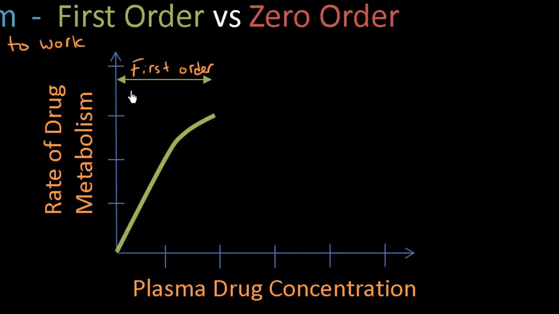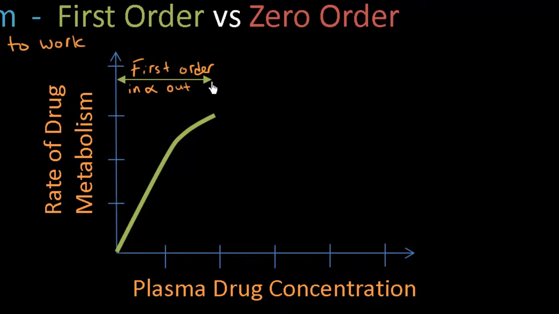And what you need to remember here is that as I'm increasing the amount of drug getting to the liver, as I'm increasing the plasma drug concentration, I'm recruiting more enzymes, and as a result, the rate of drug metabolism is going up as well. So what I'm writing here is that the in is proportional to the out. The in being the drug getting to the liver, the out being the metabolized product.